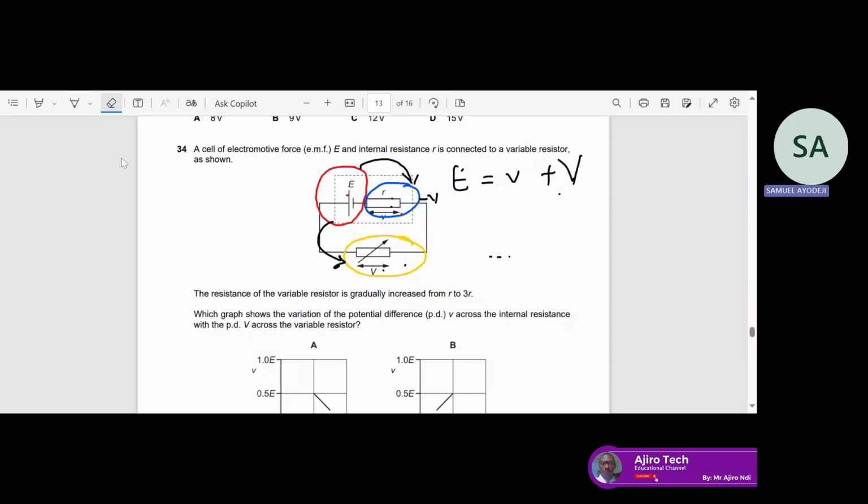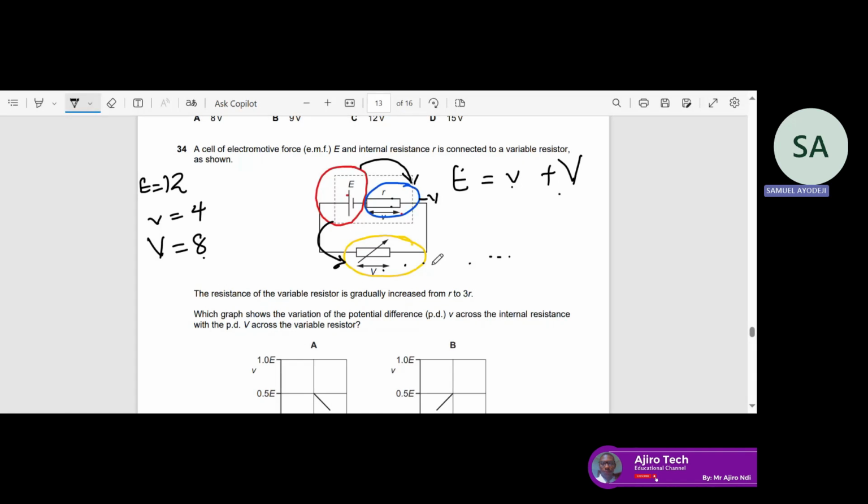Don't let me go far like that. Let's say I have 20 as E. E is 12. Remember, 2 of them must equal 12. Let's now say small letter v here is 4. So then the capital one is going to give me 8. Now, as I'm increasing this resistor, PD, this one will increase.